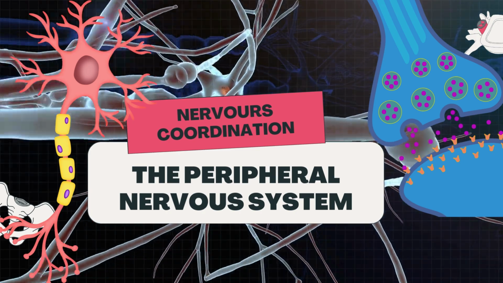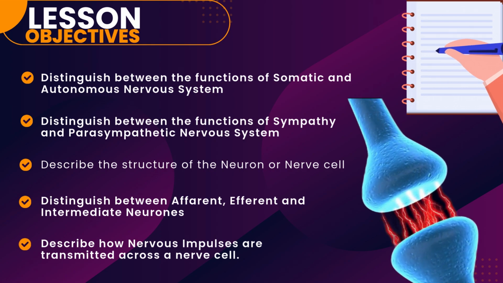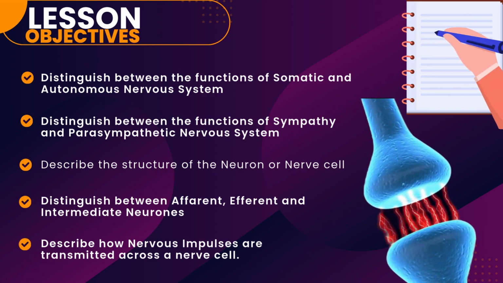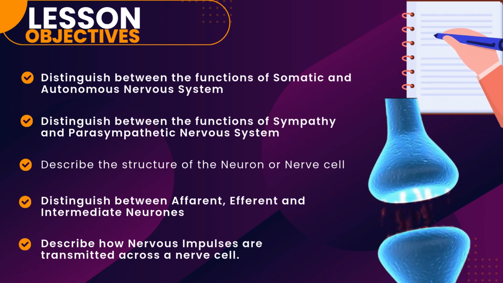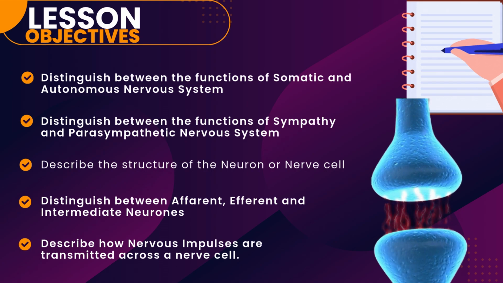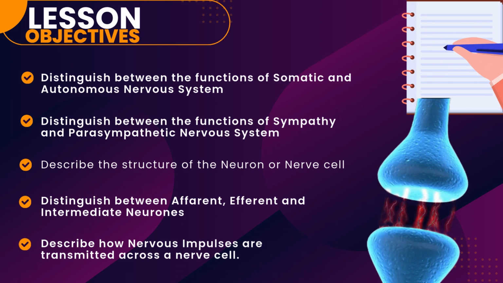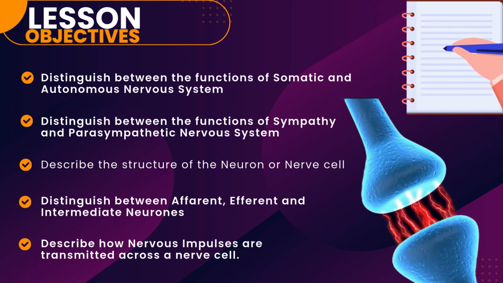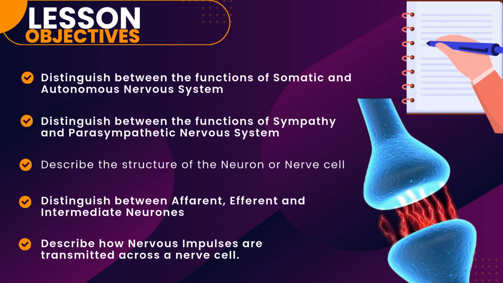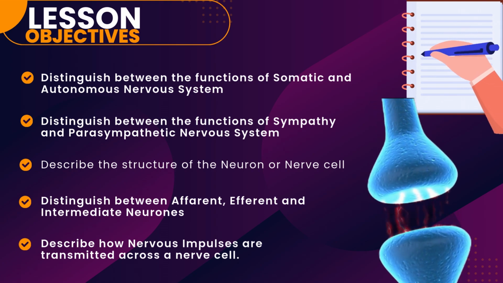At the end of this lesson, you should be able to distinguish between the functions of the somatic and the autonomic nervous system. You should be able to distinguish between the functions of the sympathetic and parasympathetic nervous system. You should be able to describe and draw a typical neuron or nerve cell. You should be able to distinguish between afferent, efferent, and intermediate neuron.